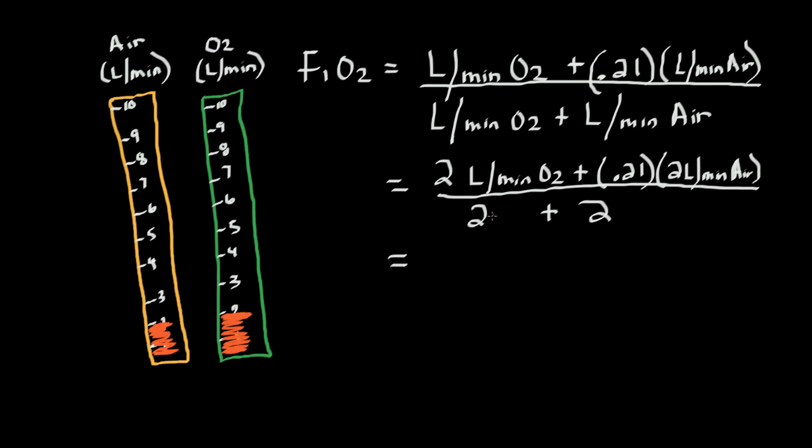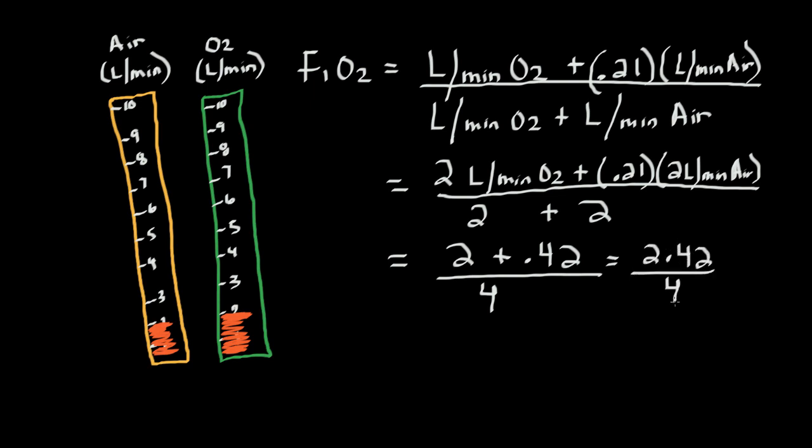So let's add this together and we'll have 2 plus, and if we multiply 0.21 times 2, that will be 0.42, and then the denominator will be 4. So this will be 2.42 divided by 4. And if you have your calculator handy, 2.42 divided by 4 will give you 0.605 FiO2, or if you round up, 61%.